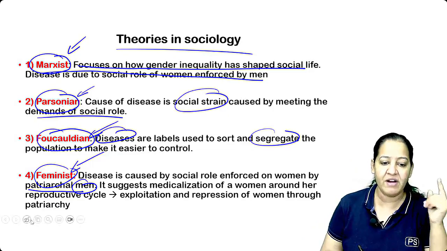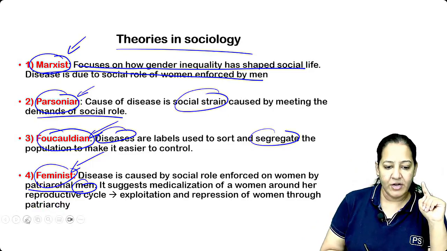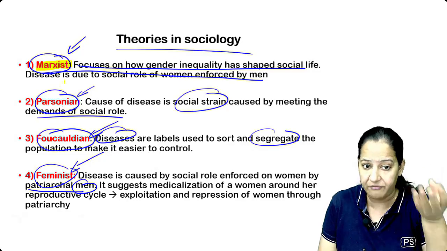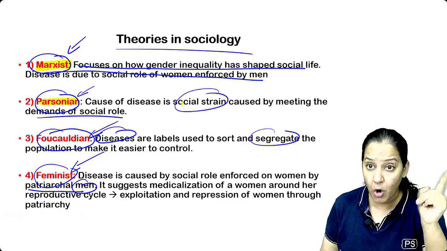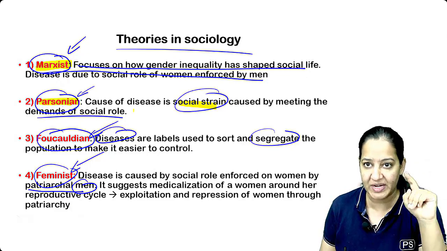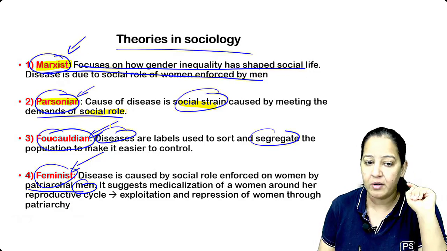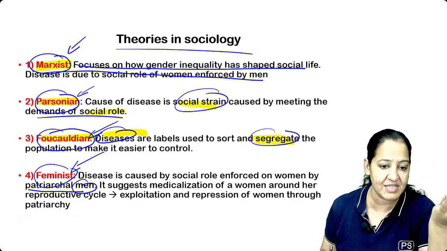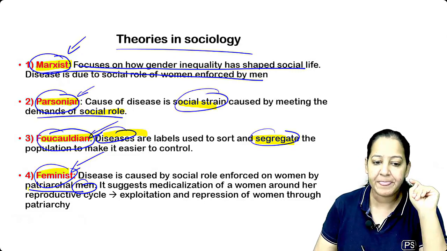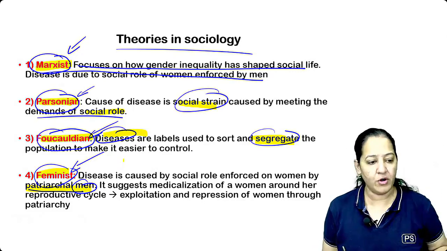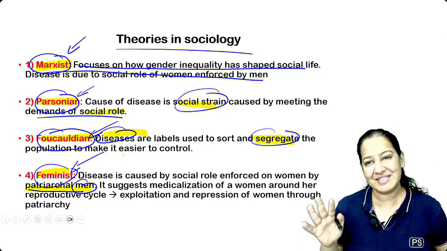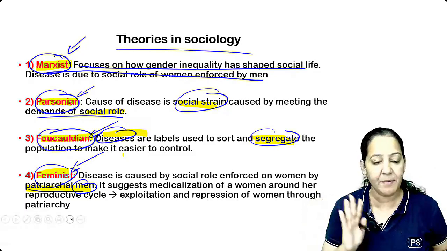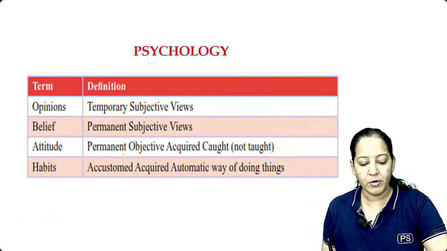That's it. So can you tell me one word to learn in each of the theories? What is Marxist theory? Keeping money ahead of health. What is Parsonian theory? The cause of the disease is the social strain, the demand of the society, social role. Foucauldian theory: segregating the population into two groups, diseased and non-diseased. And feminist theory: the patriarchal society. How many of you got it? Learn the one word. That's it. You will get questions on that and you have to pick which theory: name of the person, name of the theory and the meaning of that.